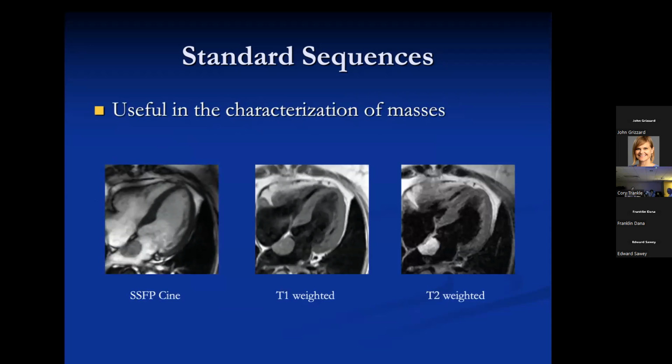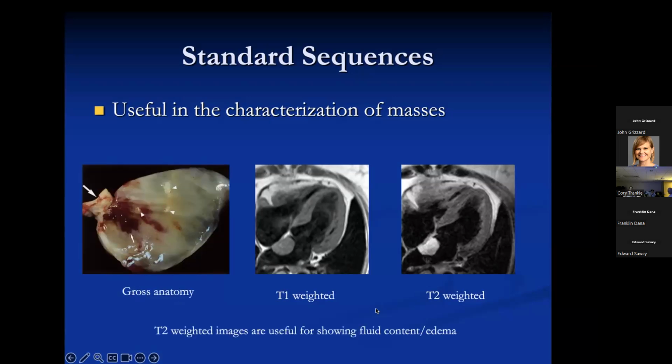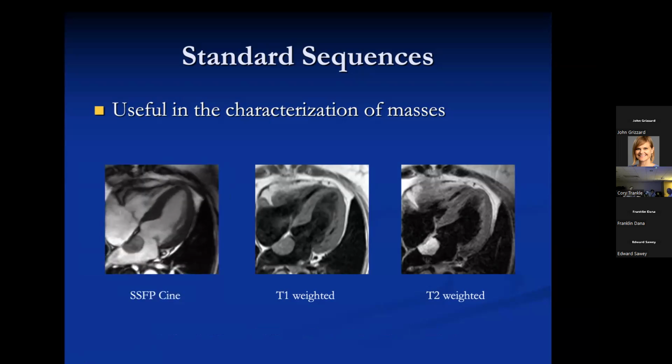So standard sequences are pretty helpful in masses cases. I would just point out that if you did a perfusion sequence, that's going to be a T1 weighted image as well. You can do a standard example like this, but you actually already can know what the T1 characteristics are from that. T2 imaging is here. Notice that this myxoma is quite bright because it's a gelatinous lesion that has a high fluid content. And so they're very useful. T2 images are most useful for showing fluid content and edema.